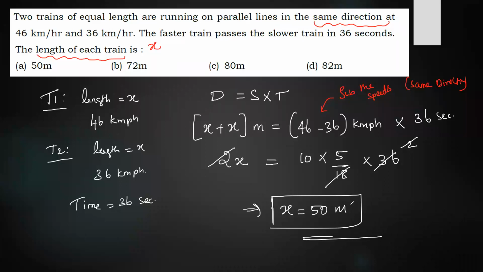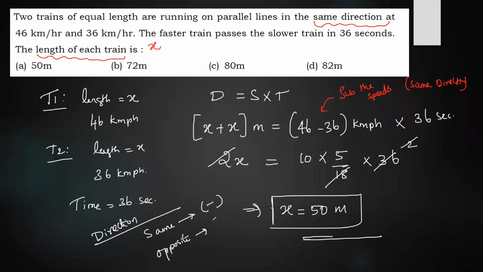Yes. Is it clear? Same basic formula: distance equals speed into time. Distance, you need to always add it. So add the distance here, x plus x, 2x, right? Speed is in terms of kilometer per hour, so convert into meter per second by multiplying by 5 by 18. Time we know in terms of seconds, 36 seconds. Just divide it, and we will get the x value.